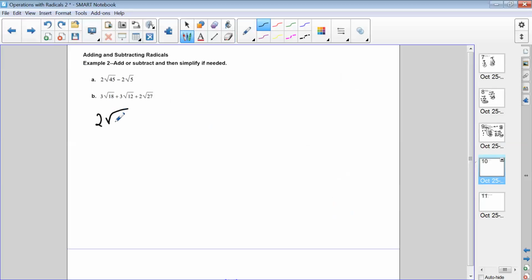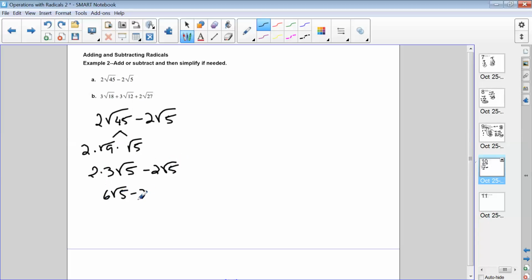I've got 2 times the square root of 45 minus 2 times the square root of 5. Radicands are not the same. Since the square root of 5 is already simplified as much as you can, always try to think, will the square root of 5 be a factor? And in this case, it is. Square root of 9 times the square root of 5. So the square root of 9 becomes 3. And so that would be 6 times the square root of 5 minus 2 times the square root of 5. Radicands are the same. So what's 6 take away 2? You get 4 times the square root of 5.